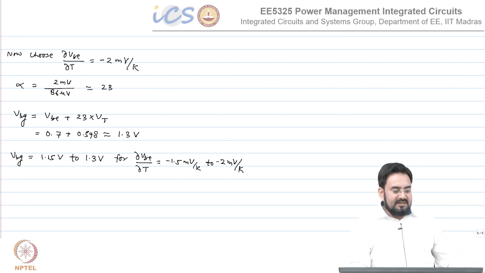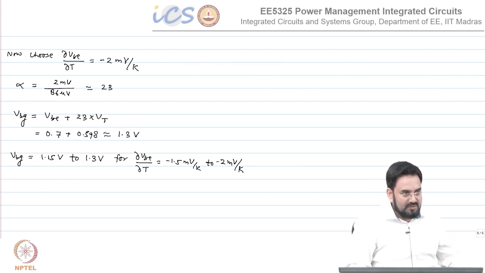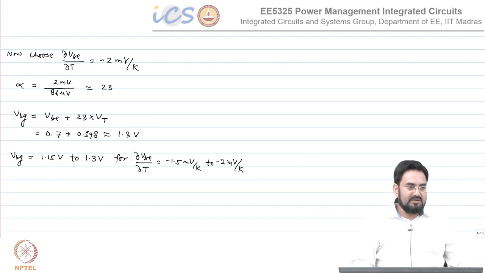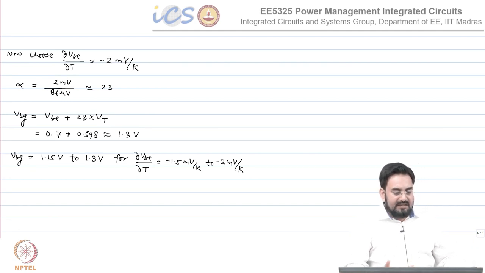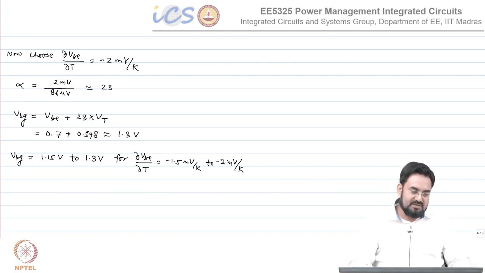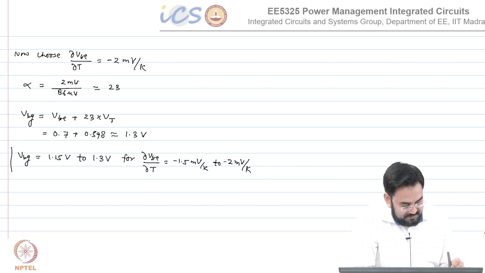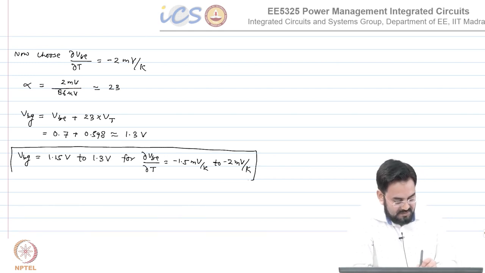Okay. And this is very close to your, so at room temperature your band gap energy of silicon is 1.12 volt and at room temperature you are getting 1.15 volt, which is very close to your band gap energy, 1.12 eV, actually electron volt. And that is why we call it band gap reference, because the voltage you get is very close to the band gap energy. So, this is your band gap.